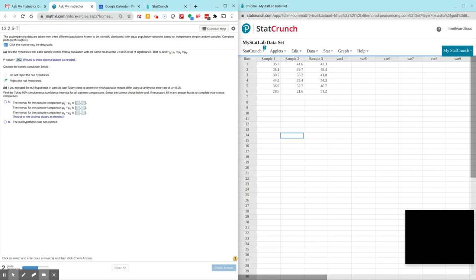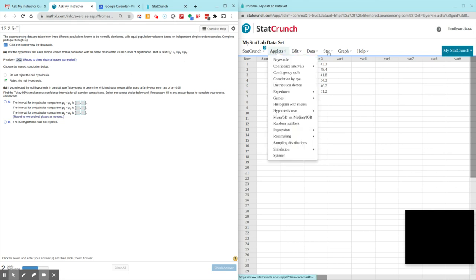Okay. But in section 13.2, we want some additional information. If they aren't all exactly the same, which one is different than the others, or which two are different than the others? They might all three be totally different means, or let's say 1 and 3 might be similar, but the mean for sample 2 is totally different.